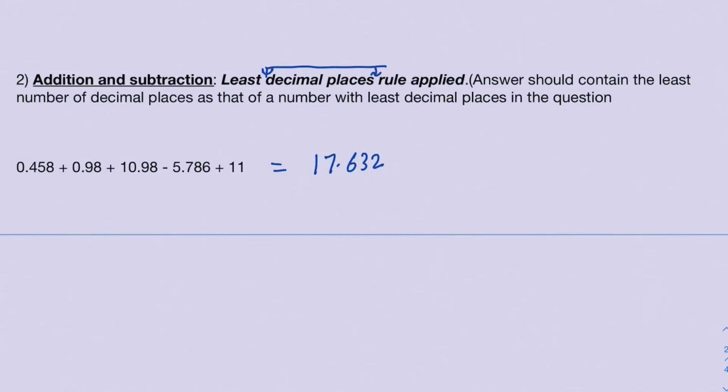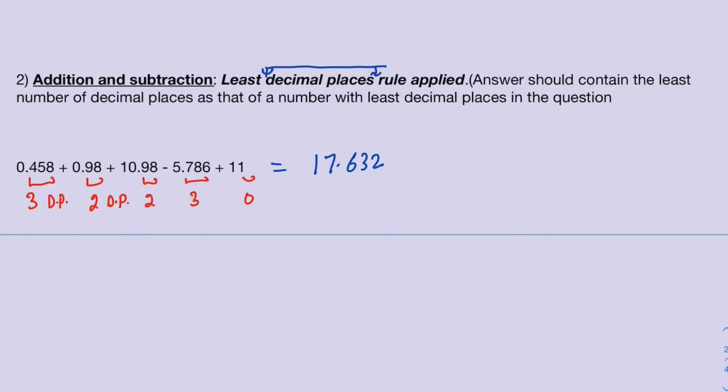So you want to look at your decimal places. The first number has 3 decimal places. The second number has 2 decimal places. The third number has 2 decimal places as well. The fourth number has 3 decimal places. And this last number, which is 11, has 0 decimal places. So based on this rule, we should not have any decimal places.